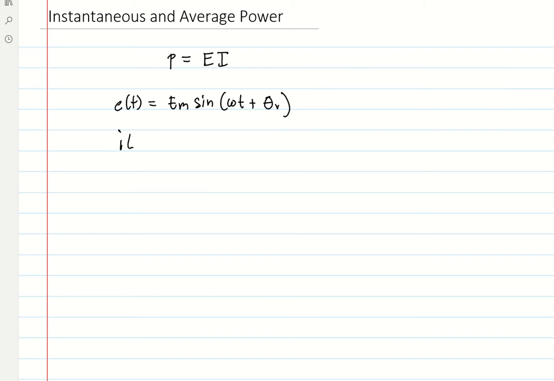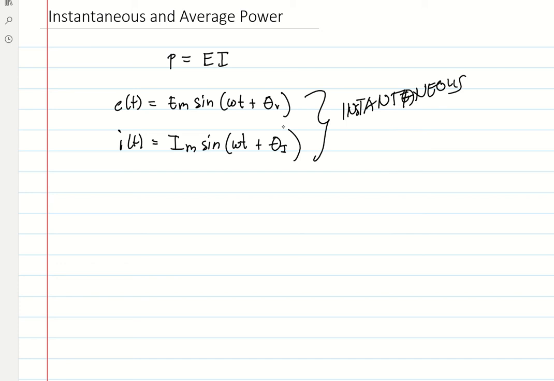For the current, we define it in time domain similar to the voltage. Instead of Em, we have the maximum Im. Em is the maximum or the peak value of the voltage because it's a sinusoidal, it's the amplitude. Sine, the same thing, omega t, but this time it has a phase shift. Let's call it theta I. So these are what we call the instantaneous voltage and current in AC circuits.